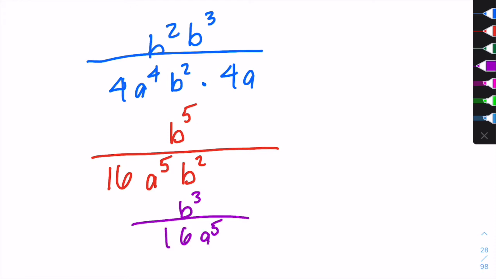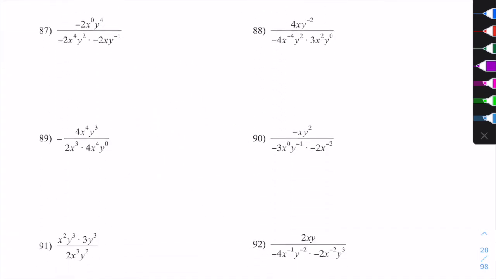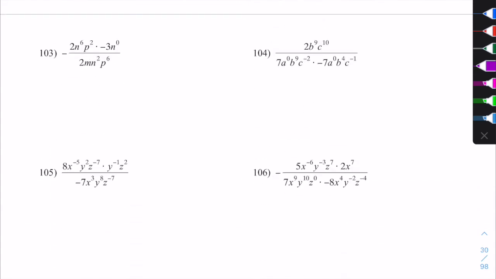If you're looking at a problem and thinking, how do I know if I'm done? 3 things. Does each variable happen only once? Yep. Also, are there any negative exponents? Nope. And did you simplify the coefficients? Yes, we did. So that one is simplified.